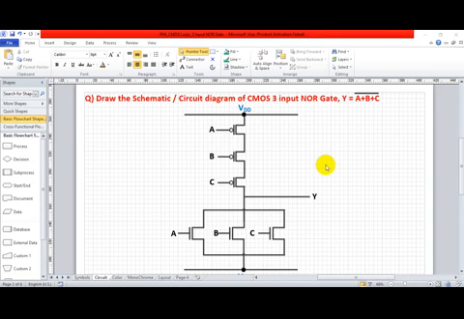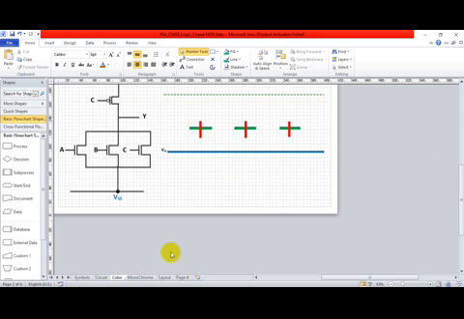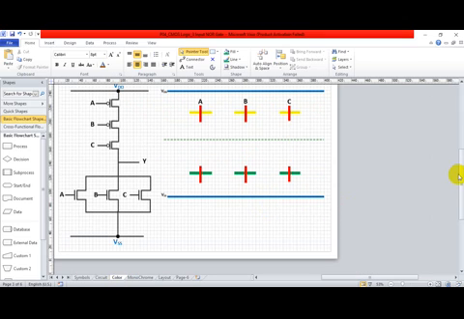In this video lecture, we shall see how to draw the schematic and the stick diagram for a 3-input NOR gate. So the expression is Y equals (A + B + C) whole complement. The schematic is as shown. The three NMOSs are connected in parallel, whereas the PMOSs are connected in series, and the output Y is taken. We shall now draw the stick diagram for this.